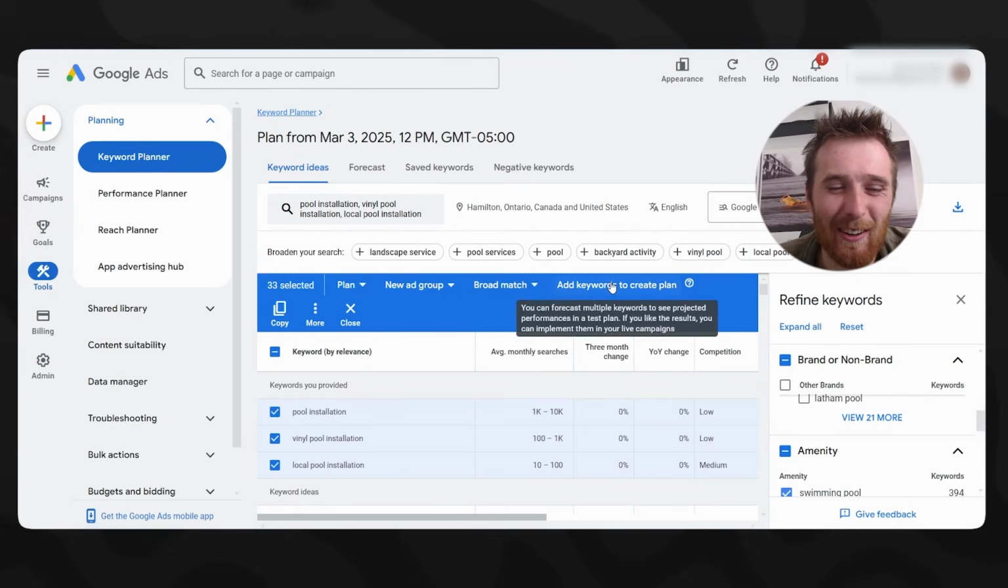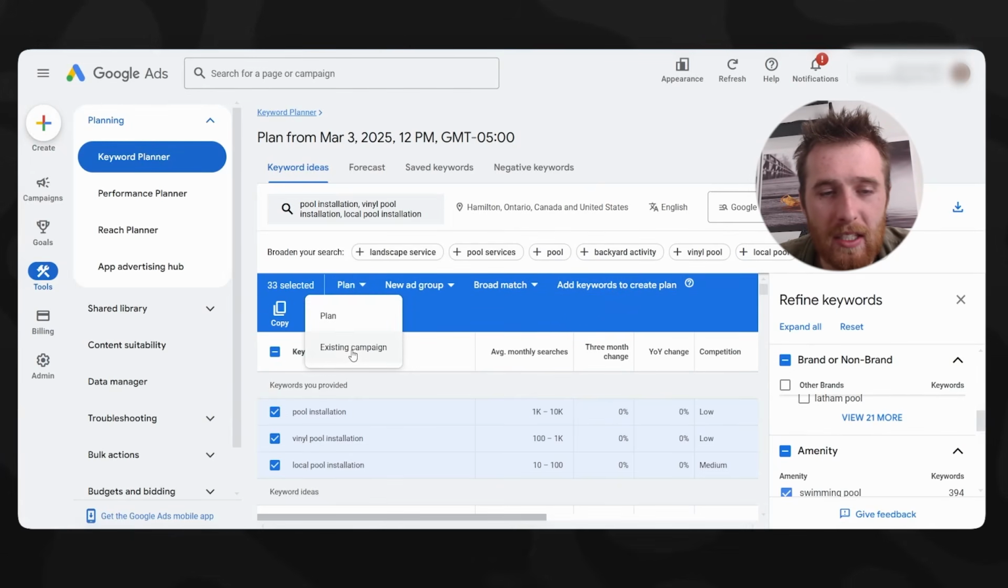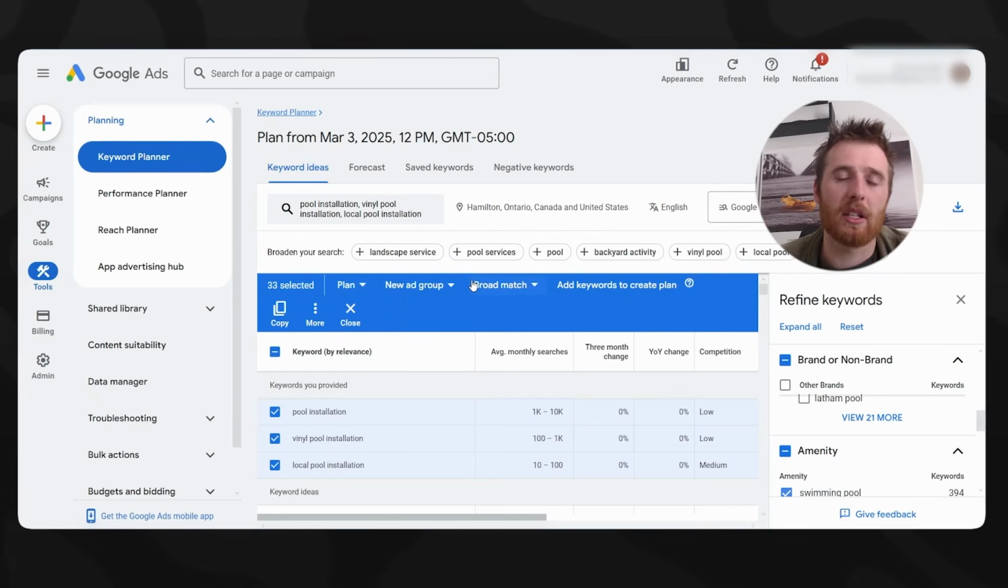And what we're going to do is come over here to add keywords to create plan. And of course you can do existing campaign or plan. We're just going to do plan because it's going to generate an Excel spreadsheet or a Google sheet, and we're going to be able to organize them into correct ad groups. This is going to save us and structure our account in a way that we're able to optimize and make a lot more money. It's amazing what just having an organized themed ad group will do compared to just a campaign with a gazillion keywords.